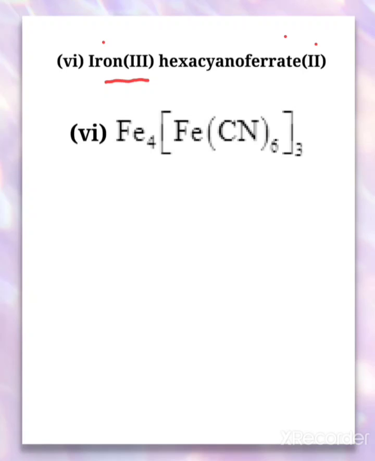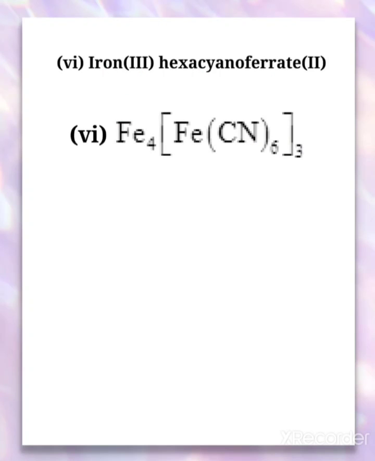That means this is actually the counter ion, and this ferrate is representing the central metal ion. And because iron can form variable oxidation states, like it can form +2 and +3, the oxidation state of iron is given here, that is +3. That is the oxidation state of the counter ion. So the counter ion is represented by the symbol Fe, with oxidation state +3. But this ferrate is representing the central metal ion, and its oxidation state is +2. Hexacyano relates to CN6. How do we write cyano? CN, and hexa is 6.